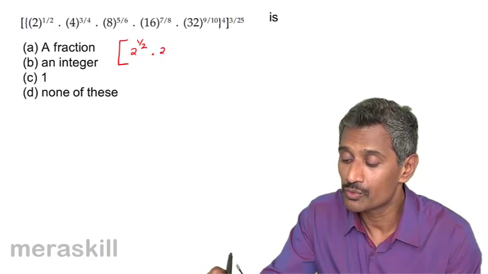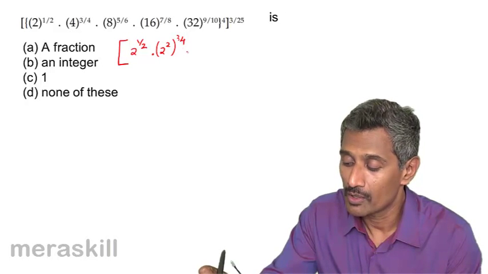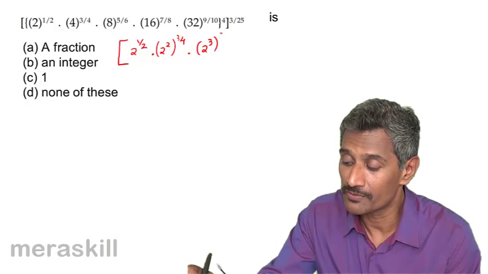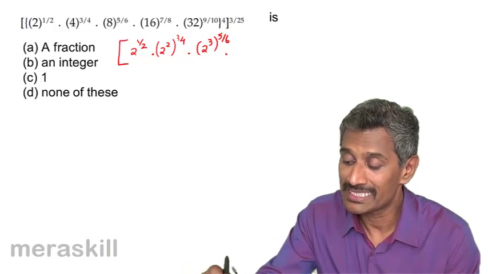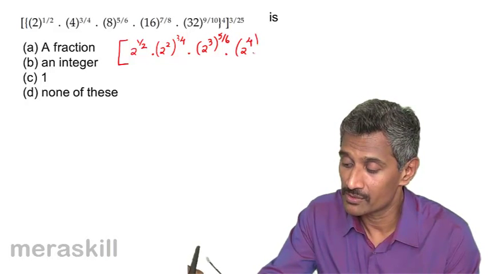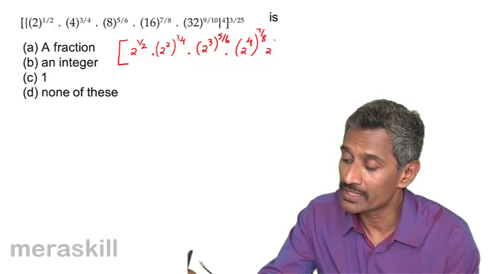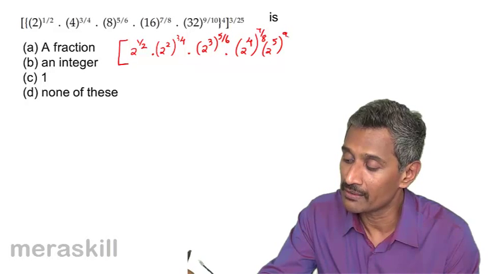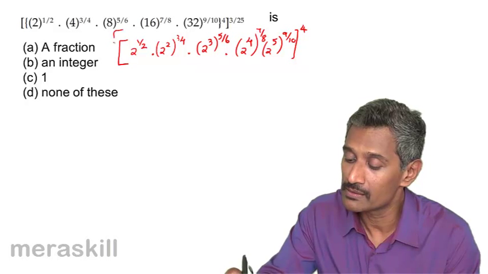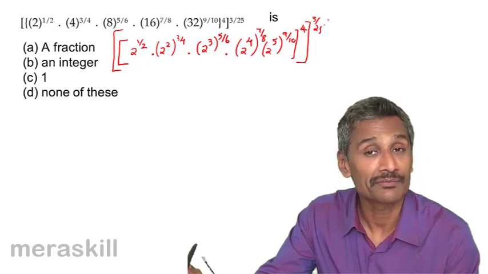This would become 2 square raised to 3 by 4, into 8, which is nothing but 2 cube, the whole raised to 5 by 6. Yes, 16 is 2 raised to 4, raised to 7 by 8, and 32 is 2 raised to 5, the whole raised to 9 by 10. This whole thing has been raised to 4, and this has been raised to 3 upon 25.